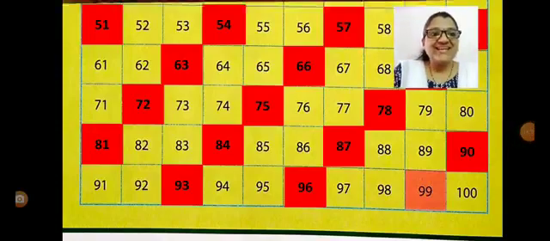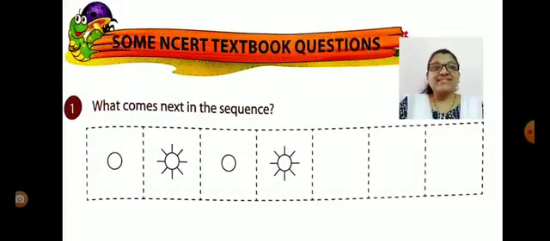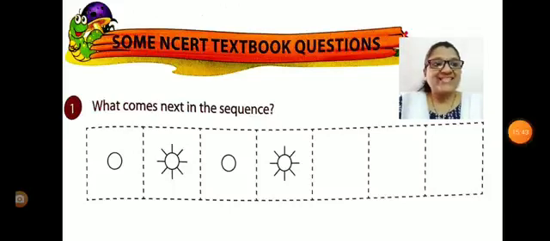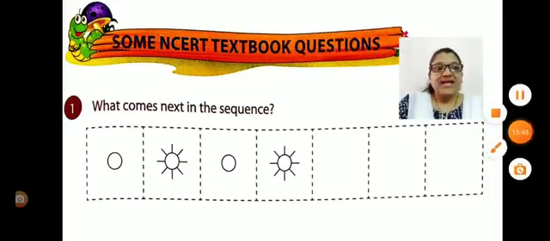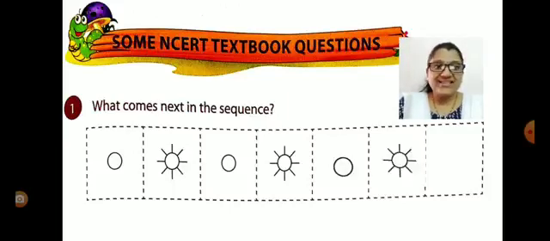Yes, let us see next questions. Some NCERT textbook questions. Question number 1. What comes next in this sequence? Let us see the pictures given below. Circle, sun, circle, sun. What will come next? Yes, circle, then sun, and then circle. You have to draw this in your textbook.